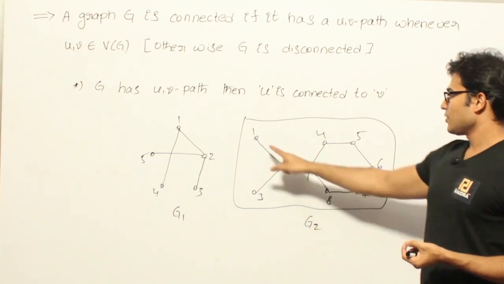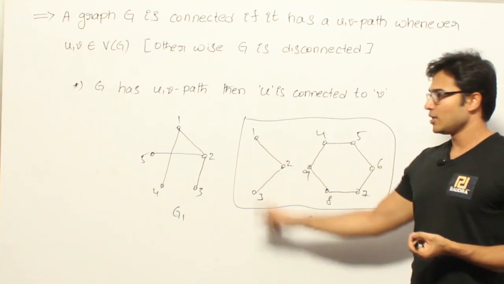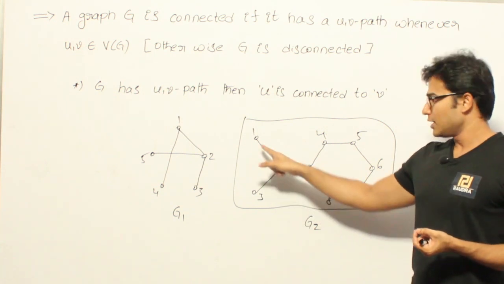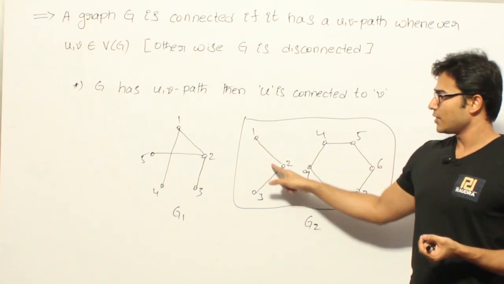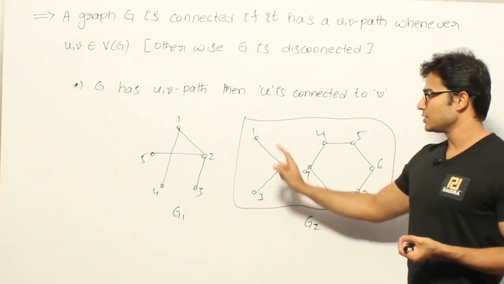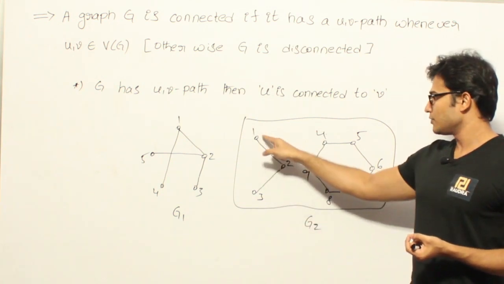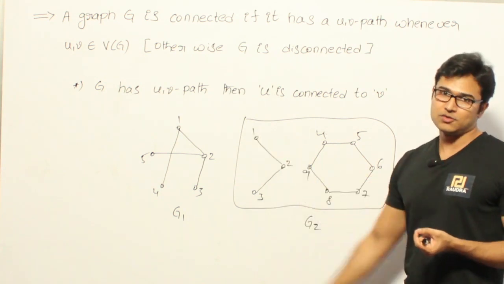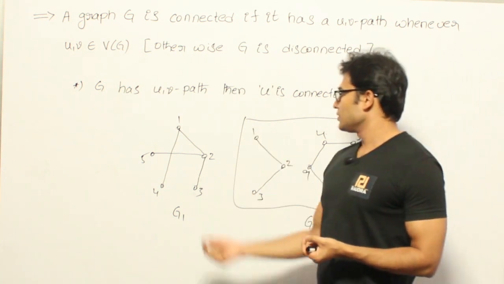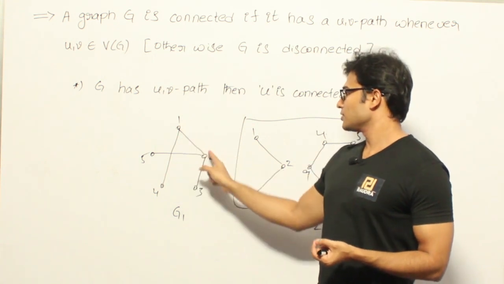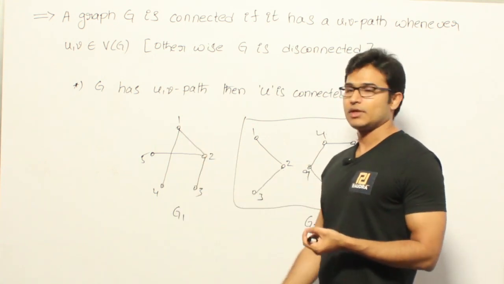So in this case 1 and 2 are connected because there is a path between them, which is a single edge, right? And the length of the path is nothing but the number of edges present in that path. In this case it is 1. Now 1 and 3 are connected because there is a path between 1 and 3 and the length of the path is 2. Now in this case 1 and 4 are connected, because there is a path. In fact there is more than one path, right?